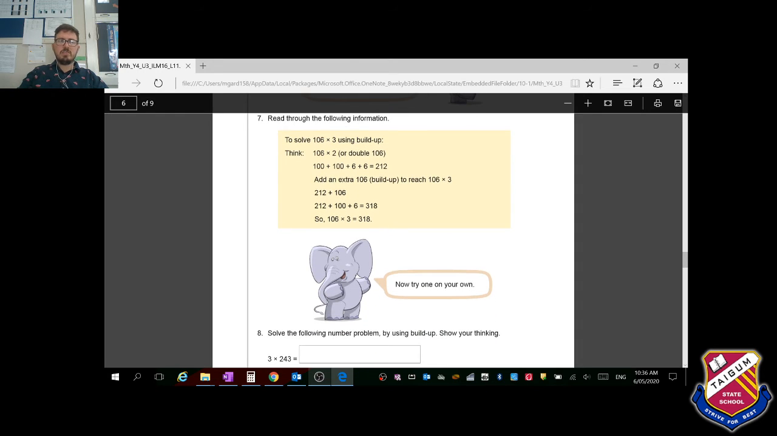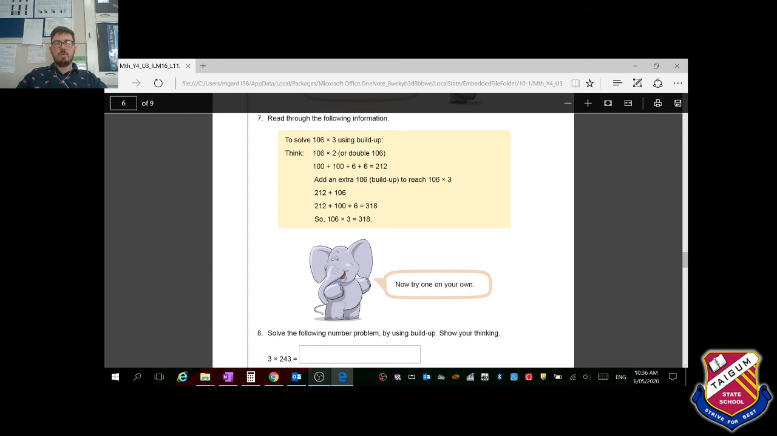So again, we can do that now with bigger numbers. So read through the following information. To solve 106 multiplied by 3 using building up. First of all, I double 106, which I double 100, that's 200. I double 6, that's 12, so 212. And then I add an extra 106, which is the build up, to get to 106 times 3.